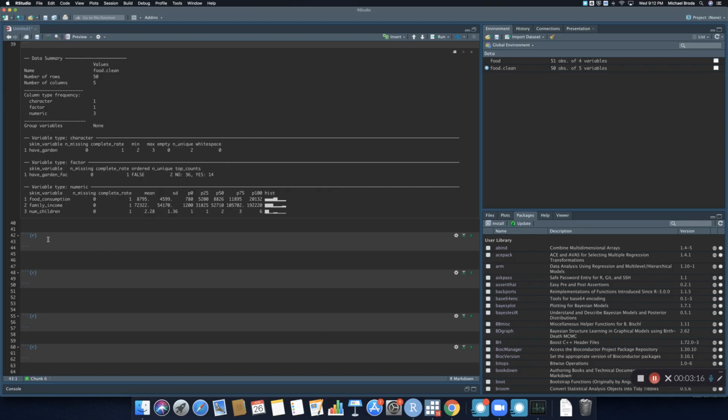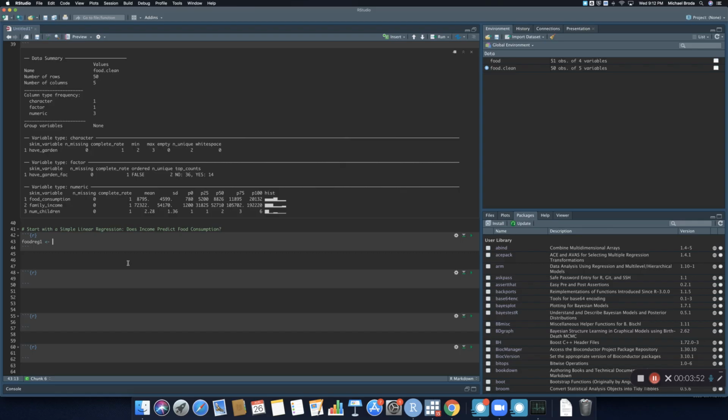So let's start with a very basic regression, and let's ask this question, and I can put this here and give it a heading using the pound sign. Start with a simple linear regression. Does income predict food consumption? The first thing I'm going to do is give this regression a name. I'm going to call this food reg 1 because I'm going to want to come back to this later. And then I use the assignment operator to tell R that I want to save this for later.